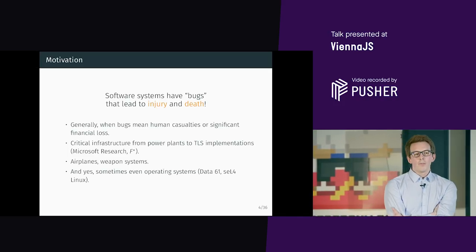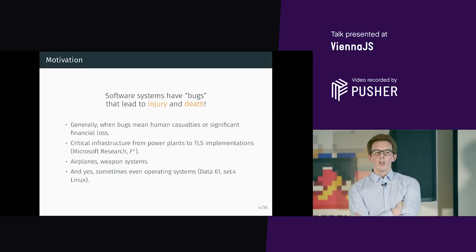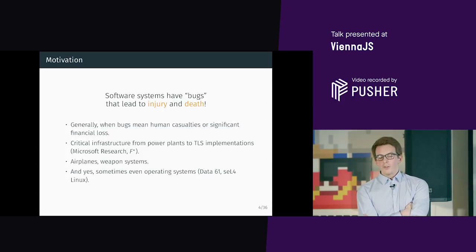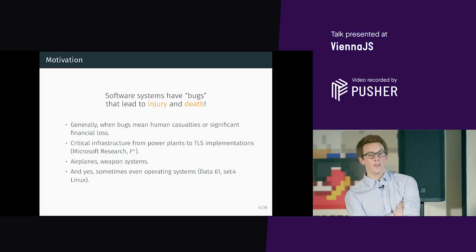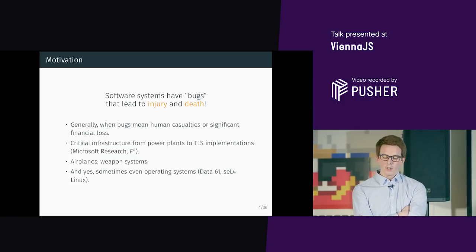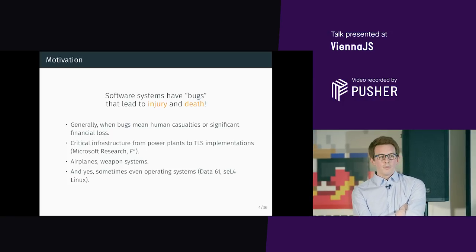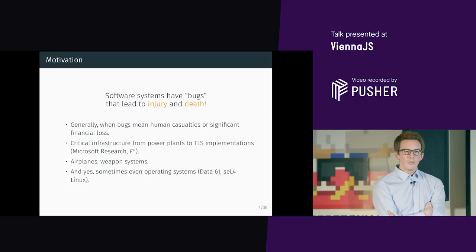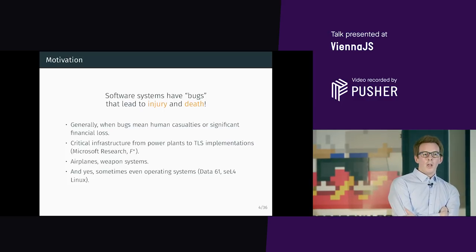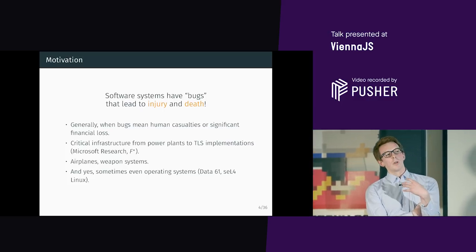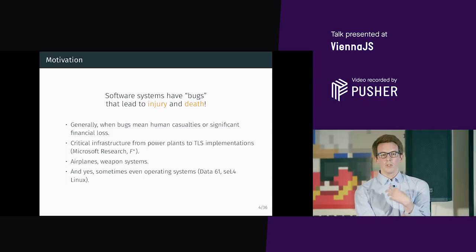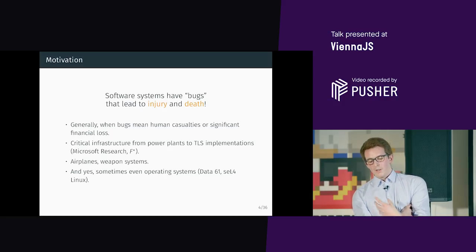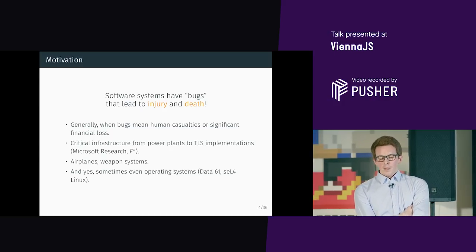So the motivation for software verification: I guess you all know that software has bugs, and in some cases, bugs mean injury and death to people. And this is something that's really critical. We're talking about critical infrastructure. Maybe this is not the case for your particular project, but just look at the development of integrating software systems into critical infrastructure and digitization. So this is the topic that I'm picking up here.